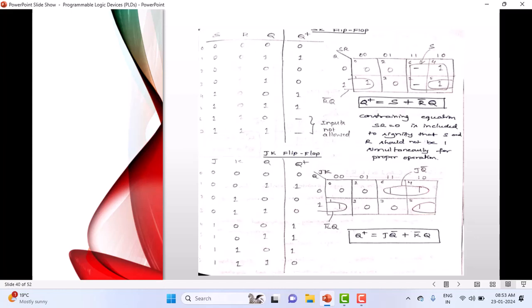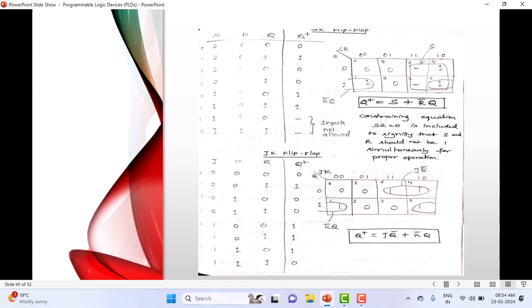The last 2 rows are different. Rest all, the SR flip-flop and JK flip-flop working remains the same. Understand here? That means from here to here, we have avoided the undefined state or forbidden state. That's the only change in the JK flip-flop. The next step is, once you write this state table, remember this is not a truth table, this is a state table, because here we have inputs and present state, followed by the output. This is called a state table.